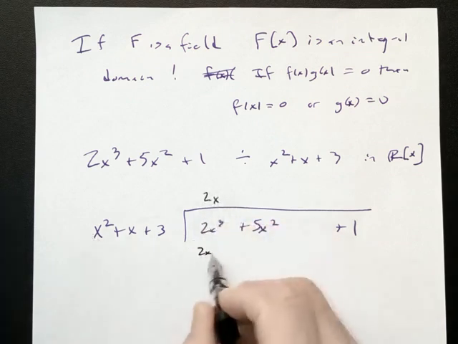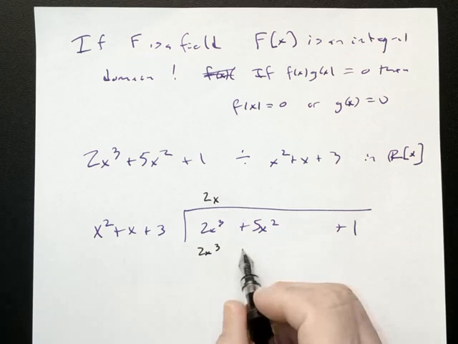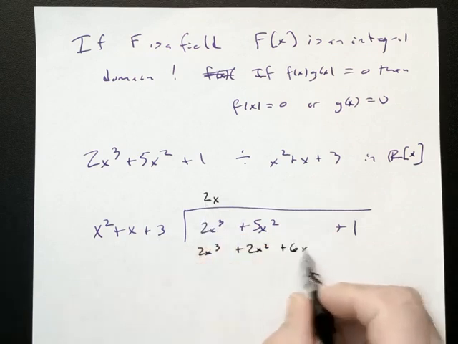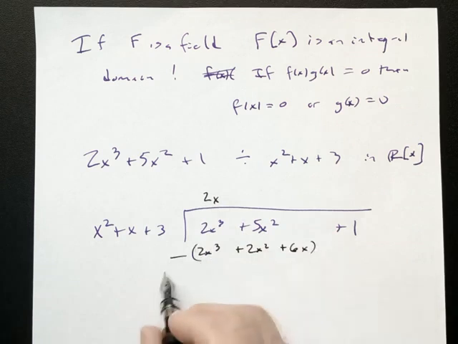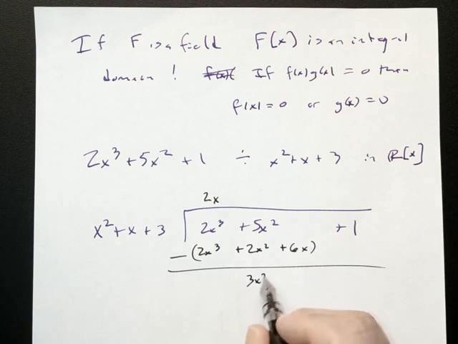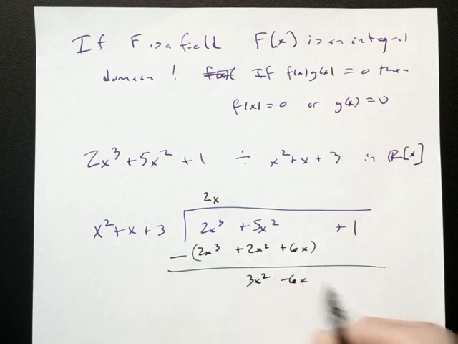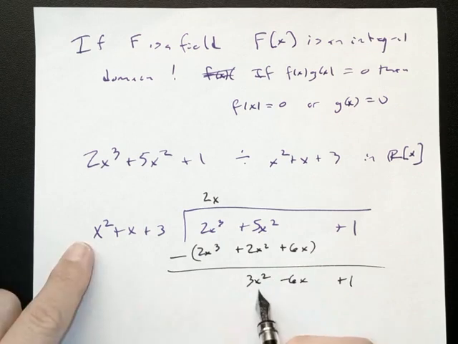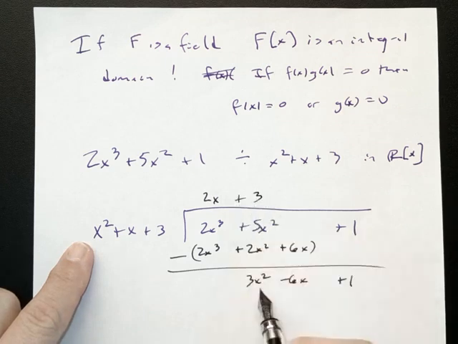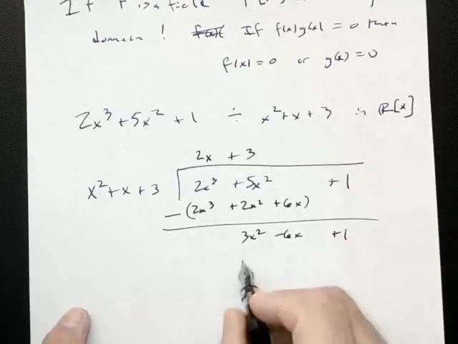Multiply that through. And then subtract. Those are gone. I get a 3x squared, a minus 6x, and a 1. And I can repeat the process with these two. The 3 times the x squared gives me the 3x squared, carry the rest of the multiplication through.